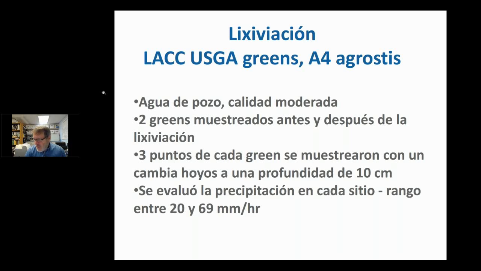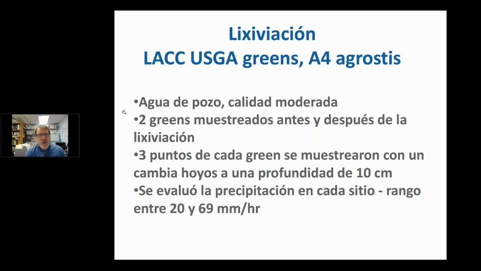In this case, this is a Los Angeles Country Club, and we ran a leaching study. We have to leach greens periodically in California to maintain salt levels below the tolerance of both bentgrass and POA. They had a moderate quality well water. We selected 2 greens to work with to pull samples before and after the leaching event. We were looking at different leaching methods on the golf course. And there were 3 locations in each green that we sampled before and after leaching to see how the salt management would work with this leaching practice.